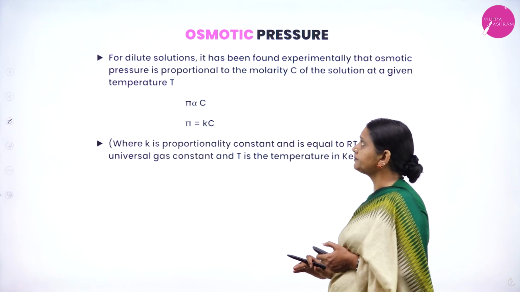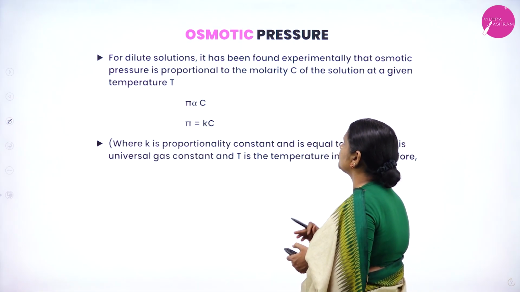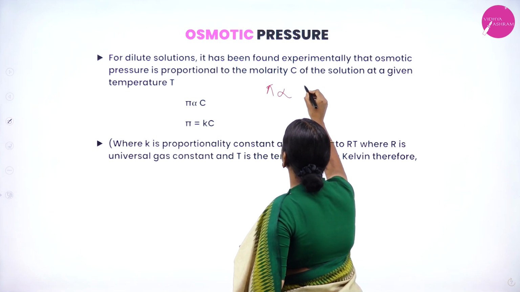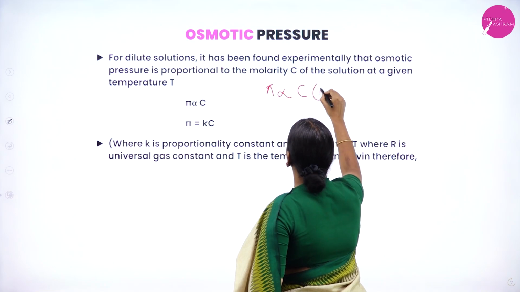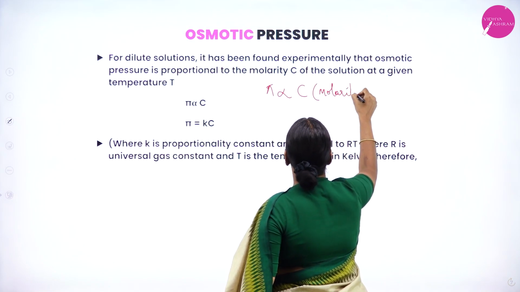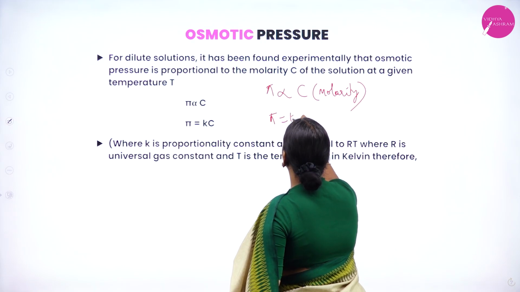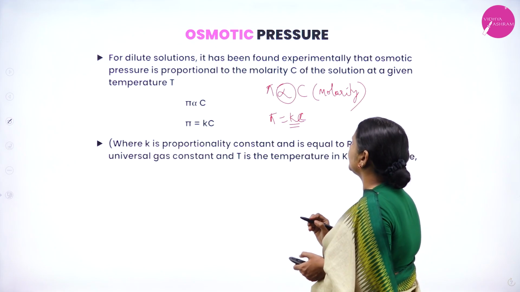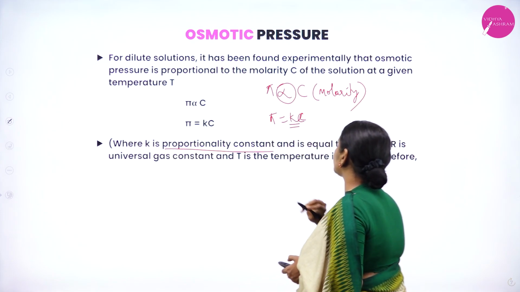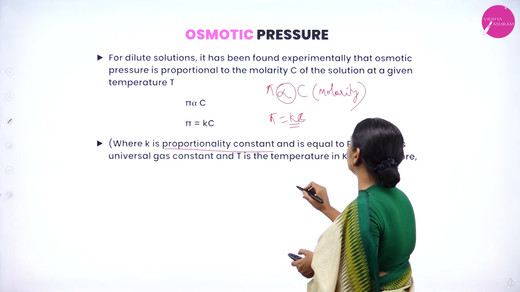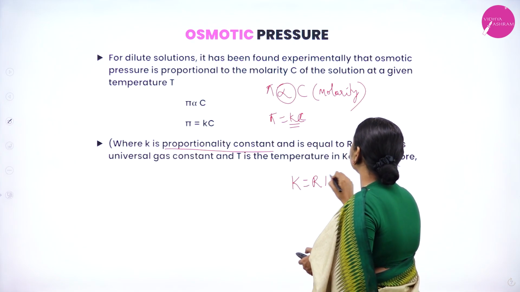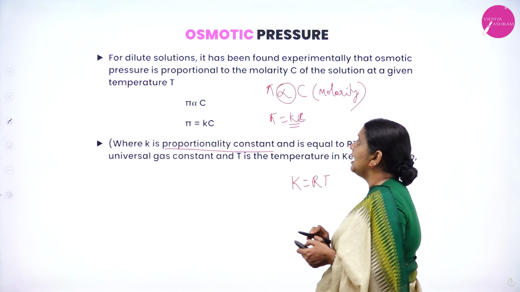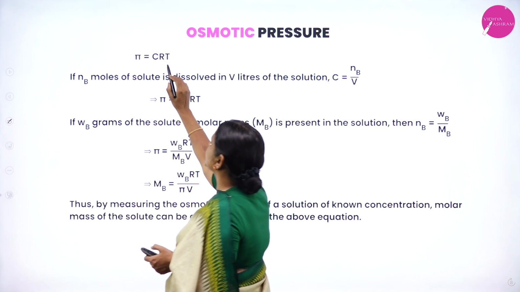Experimentally, you observe that the osmotic pressure of a solution is directly proportional to its molar concentration. Concentration should be expressed in molarity. So, pi is proportional to C, and removing the proportionality sign, pi = KC, where K is the proportionality constant. That K is equal to RT. So, pi = CRT.